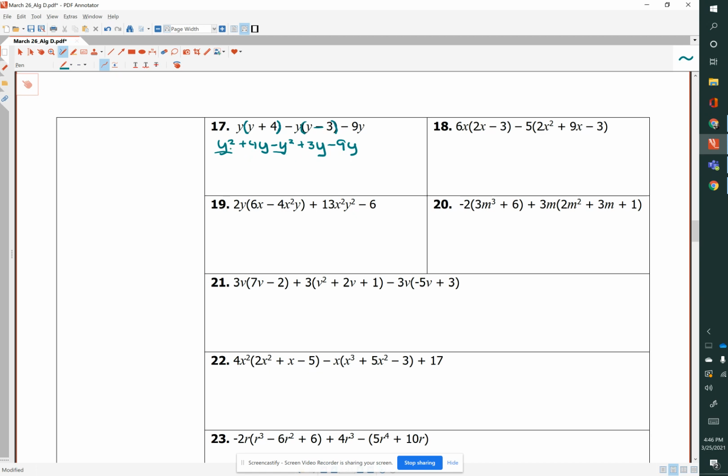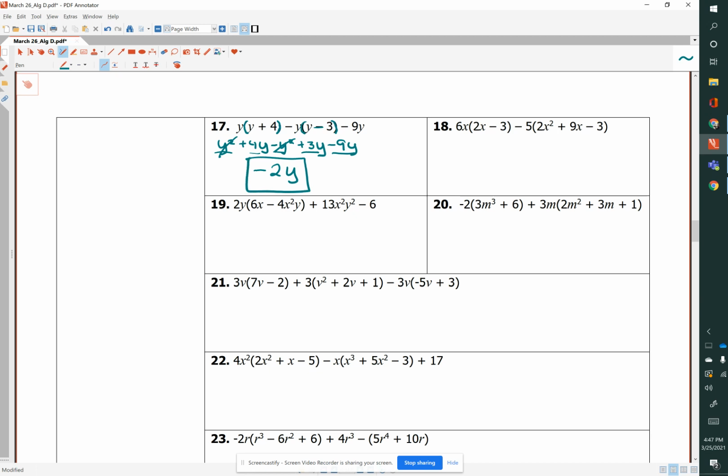So those are going to be eliminated. Then we've got 4y plus 3y, that's 7y, minus 2y, minus 9y. 7 minus 9 is negative 2y, and that's the final answer.